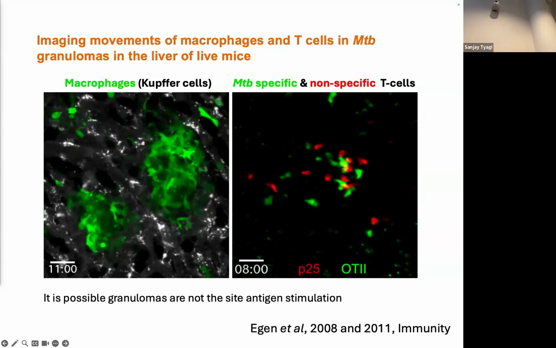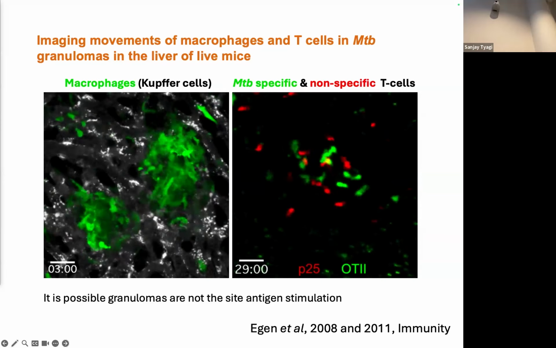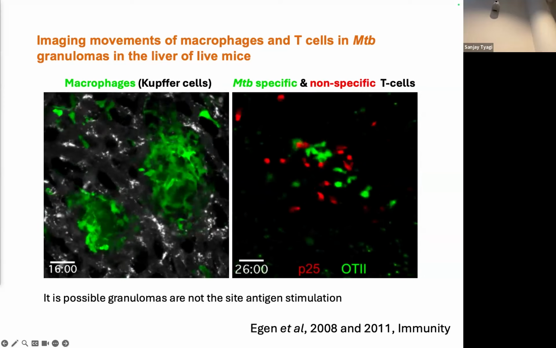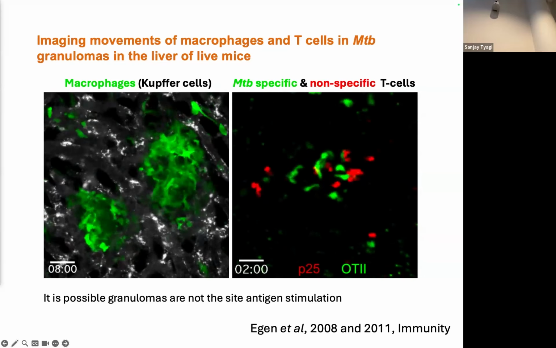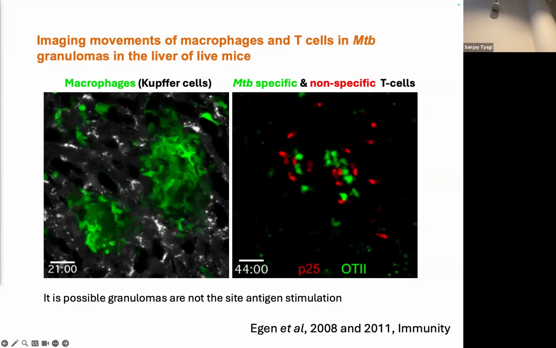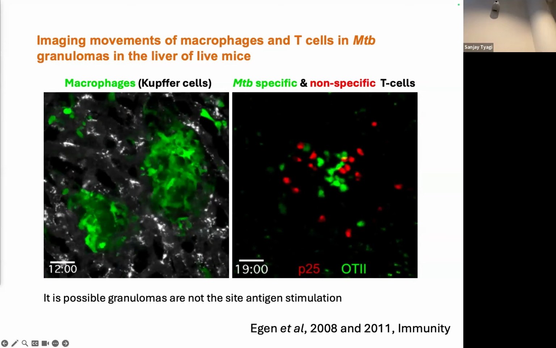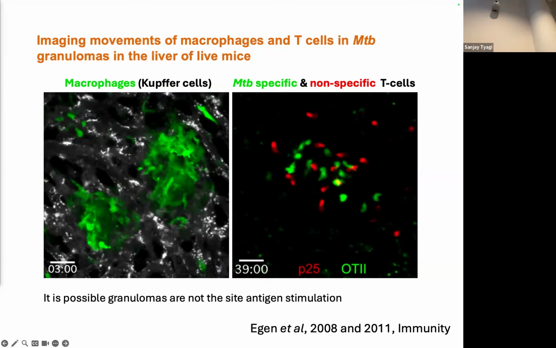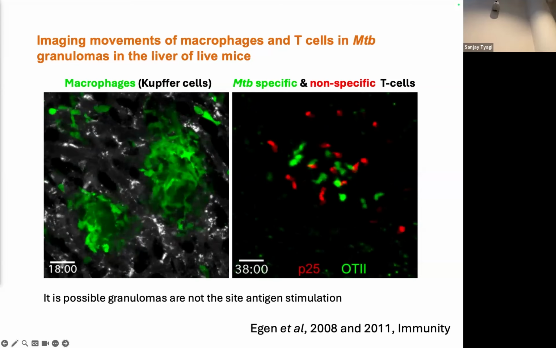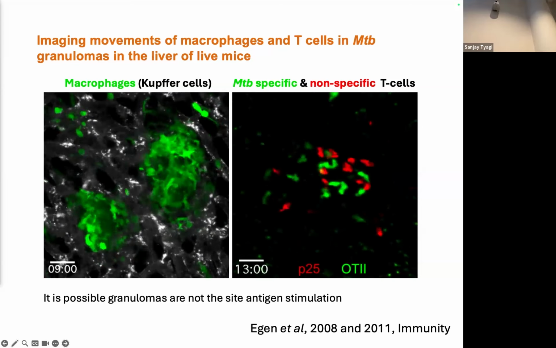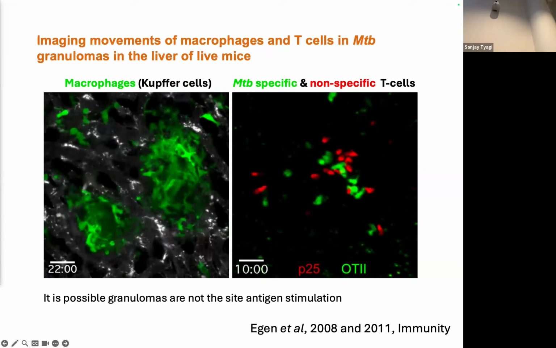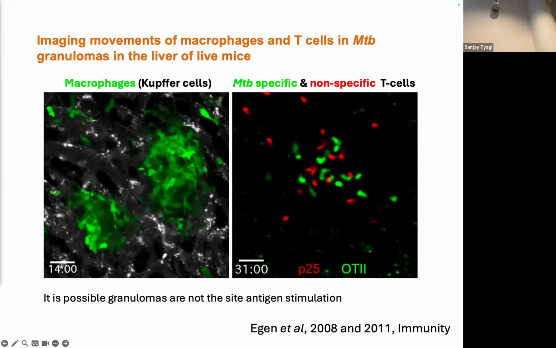What you see on the left is tissue-resident macrophages in the liver. In the liver, they're called Kupffer cells. They have formed a little granuloma and they stop moving. These Kupffer cells were labeled with GFP. They labeled them with GFP in a different animal and took those labeled cells and adoptively transferred them to the animal they observed, which was infected with TB.